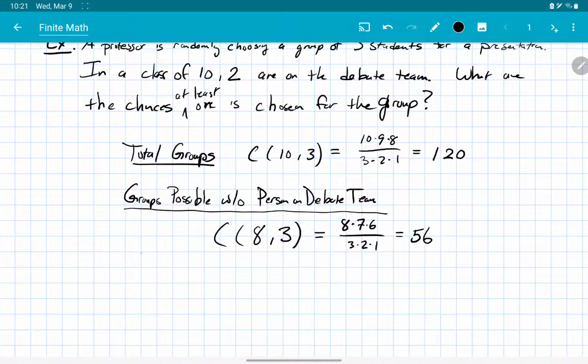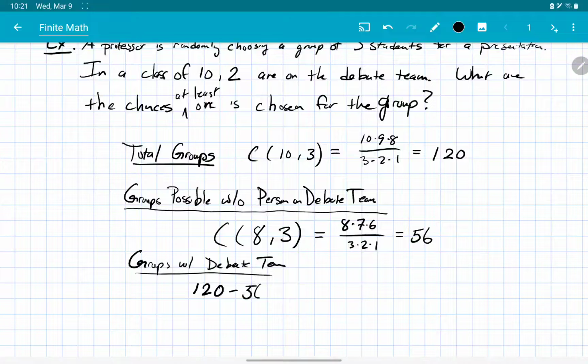Okay, now we need to say groups with a debate team person. The total number of groups is 120. The number without a debate person is 56. And so when we subtract, we get 64. So there are 64 groups with a debate team member on them.